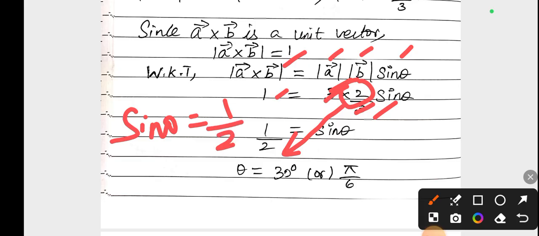Sin theta equals 1 by 2. Which degree will it come in? It will come in 30 degree. So theta is 30 degree. If we write in radian, we can write it as pi by 6. Till this is clear, check.